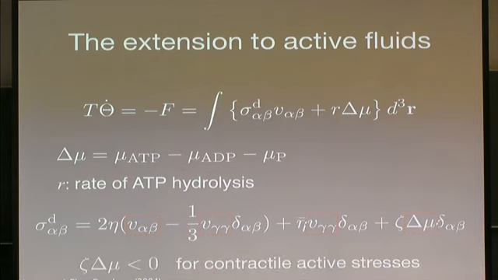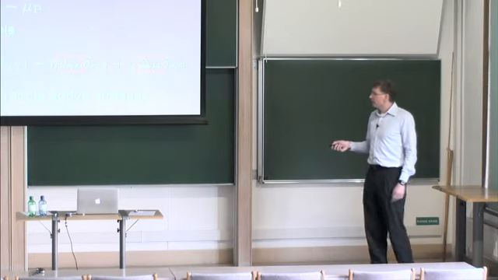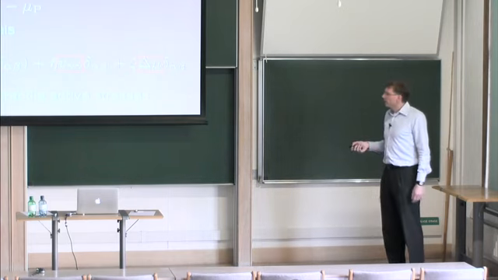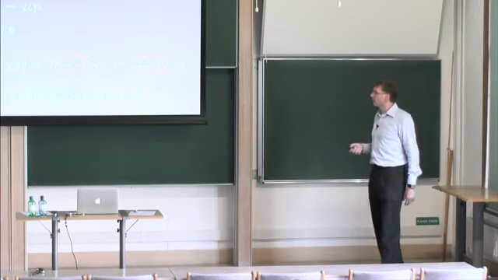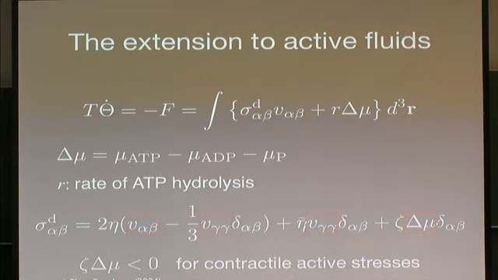I should make one statement about the sign. By our convention, with all these signs that we have used, zeta delta mu, if this one is negative, then this corresponds to an active stress. So basically we will have that delta mu is positive, so that we drive really the hydrolysis of ATP. So zeta basically should be negative in order to get contractile stresses. Again, I'm not saying anything about the microscopic mechanism. It's just a phenomenological parameter that should be obtained from experiments, or if you can, from microscopic theories.